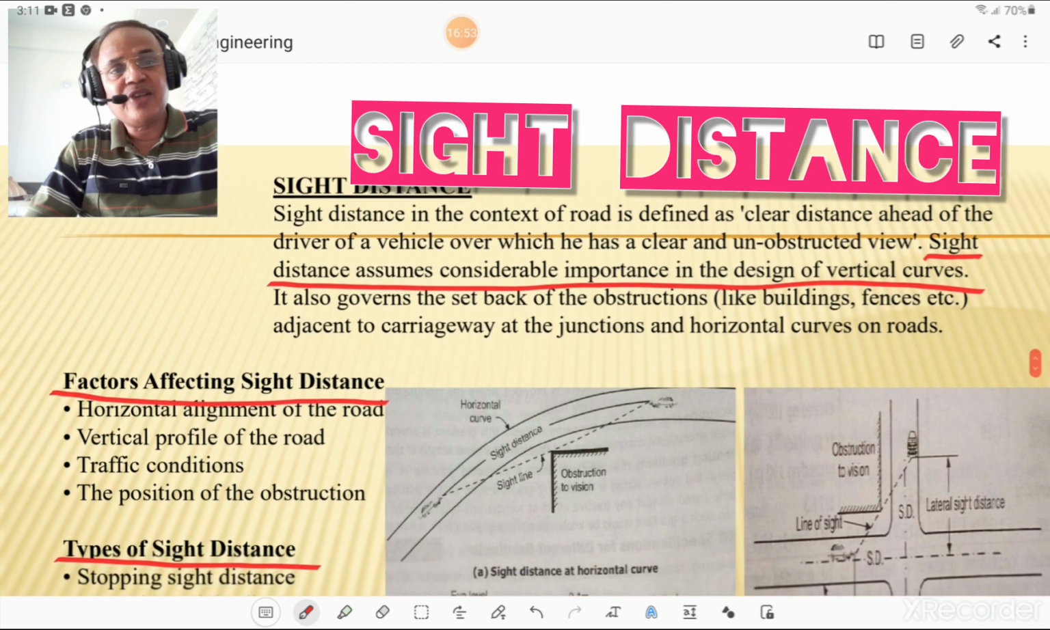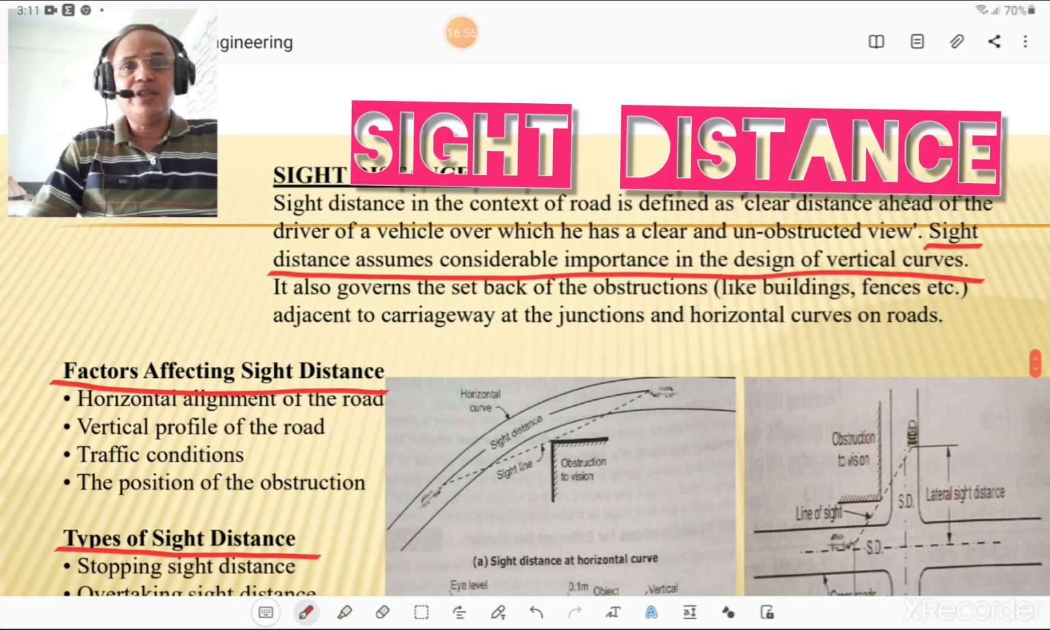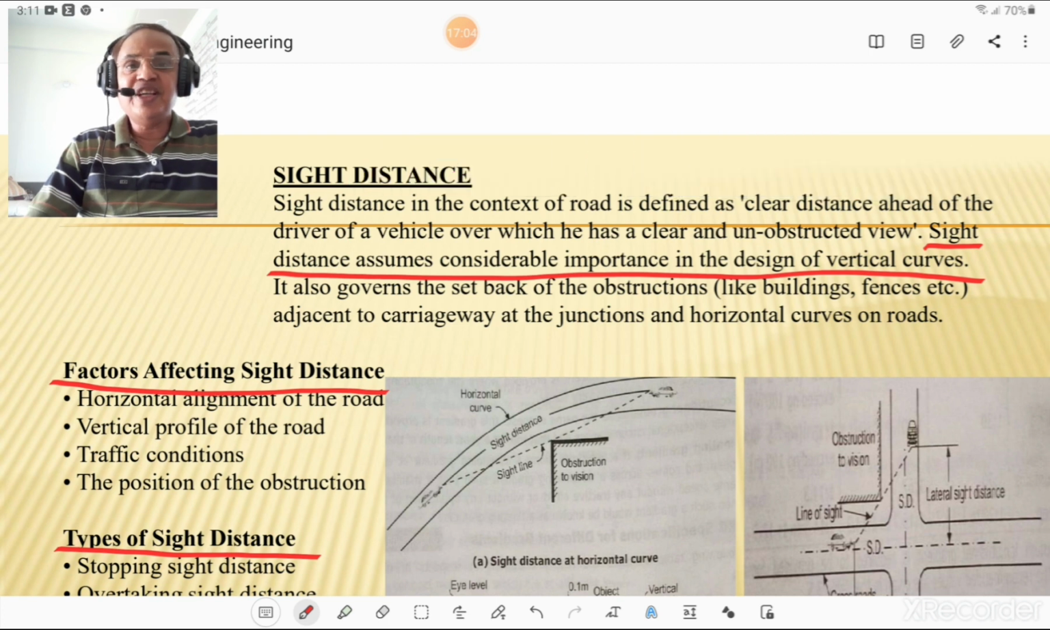Then we will discuss the second important geometrical design term, that is the sight distance. What is the sight distance? Sight distance is a clear distance ahead of the driver of a vehicle over which he has a clear and unobstructed view. So it is the distance ahead visible to the driver to drive his vehicle very safely. Sight distance assumes considerable importance in the design of vertical curves. It also governs the setback of obstructions like building line, control line, and fences, etc. adjacent to the carriageway at the junctions and horizontal curves of the road.